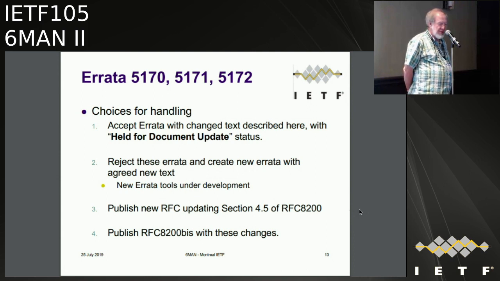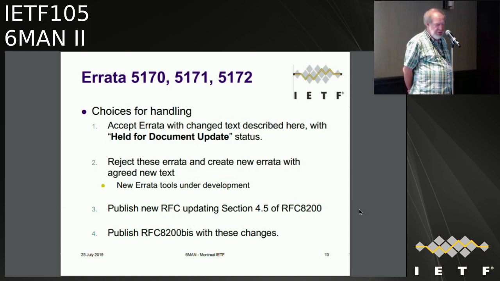The next approach is to reject all of these errata, create a new one that includes all of the text, basically consolidated into one errata. So if someone looks at the RFC, at least on the tools page, or they look at the errata, they will see the new text. And that, I think, has the nice part about tying the changes to the current spec. And there is a new set of errata tools that are, I'm not sure the exact status, but I think they're coming pretty soon. And this may give us some better ability to do this.